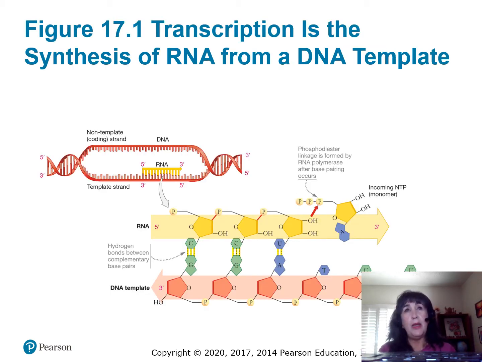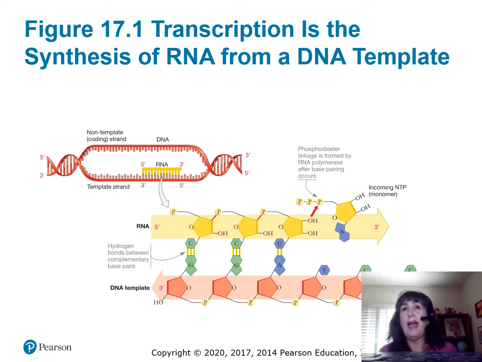So here we see a replication bubble. There's a non-template strand and a template strand. So the template strand is the one that's being made a copy of. And notice RNA polymerase moves in one direction. It moves in the 5' to 3' direction. And notice that the template strand is 3' to 5'. So the opposite of that in an antiparallel is 5' to 3'.